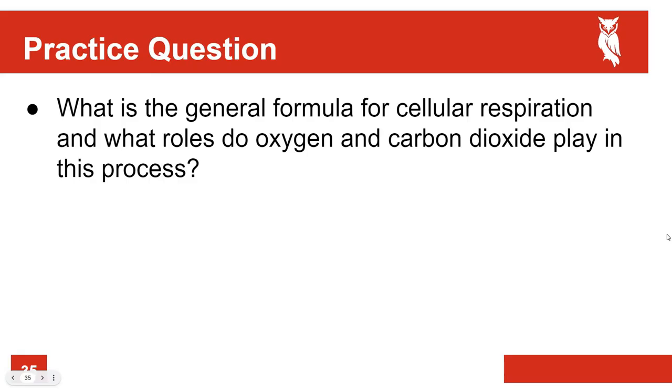Alright, practice question. What is the general formula for cellular respiration, and what role do oxygen and carbon dioxide play? C6H12O6 plus 6O2 yields 6H2O plus 6CO2 plus 36 ATP. Okay, I got the first part down. We actually haven't gotten into what oxygen and carbon dioxide play in the process. We'll get to that when we talk about the Krebs cycle and the electron transport chain.